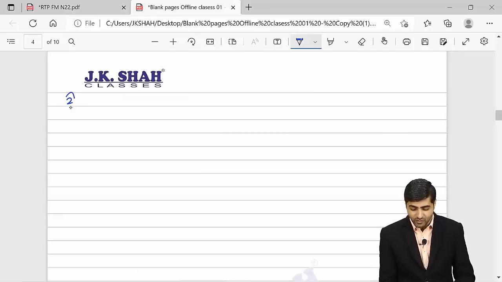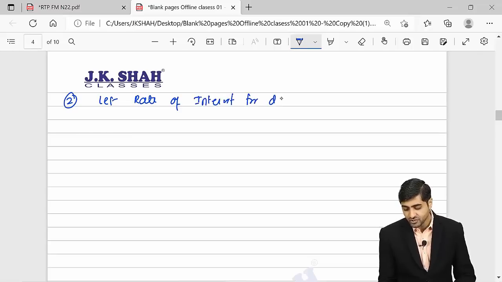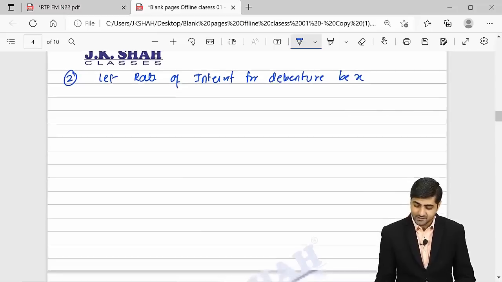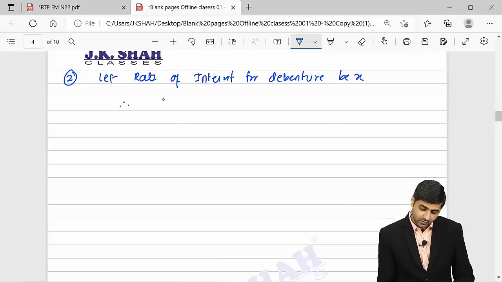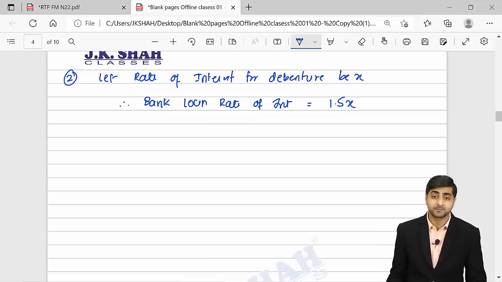So I'll write down now my working note number 2. Let rate of interest for debenture be X. Therefore, bank loan rate of interest is equal to 1.5x.